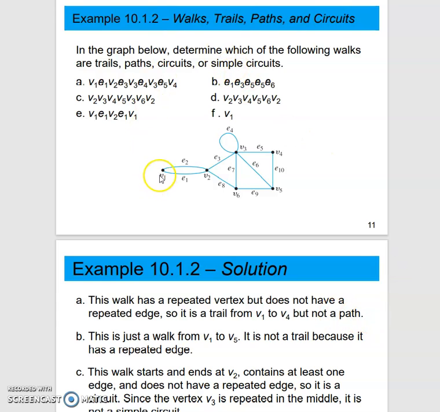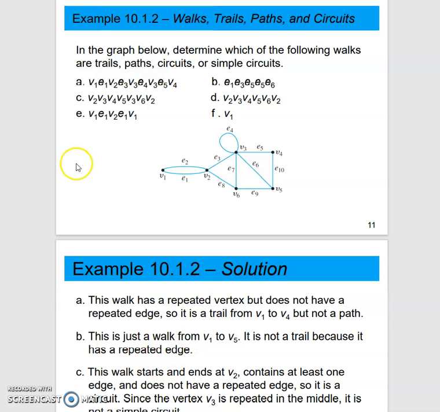Option B, I'm going to go edge 1, then edge 3, then edge 5, and then edge 5 again, so I'm going backwards, and then edge 6. Hopefully you can see my mouse there to follow along. And that is just a walk. It's not a trail. We had a repeated edge, and needless to say, we did have a repeated vertex there as well.